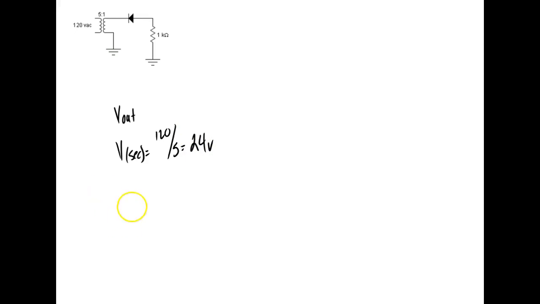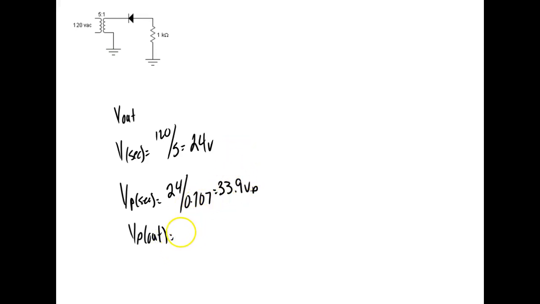Then I would calculate V peak. We don't have to divide by 2 now, right? Because we're using the full transformer. So V peak secondary would be equal to 24 divided by 0.707. What does that give us? 33.9. V peak out, which is on the other side of the diode, would be 33.9 minus 0.7, which would be 33.2.